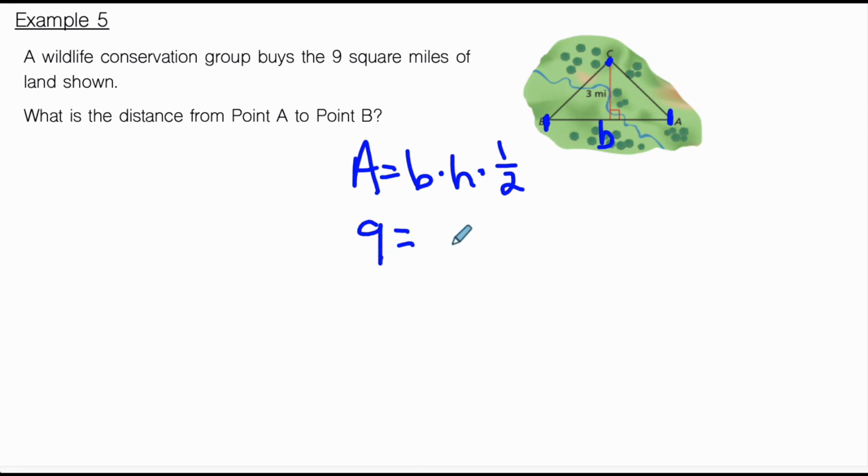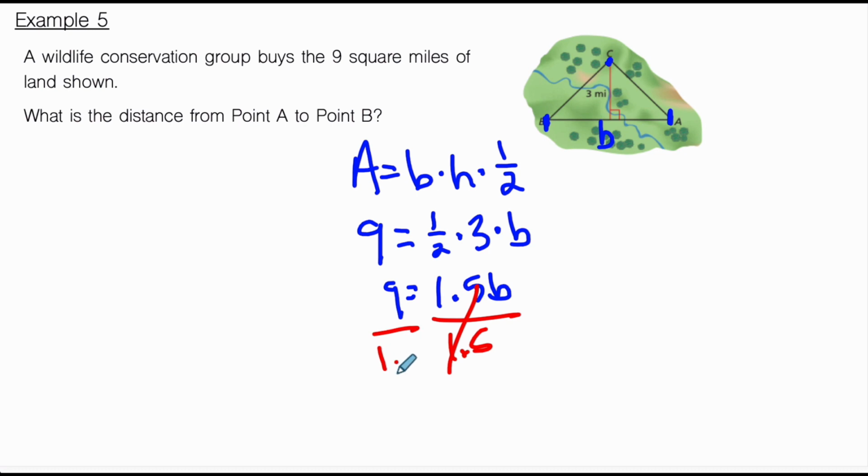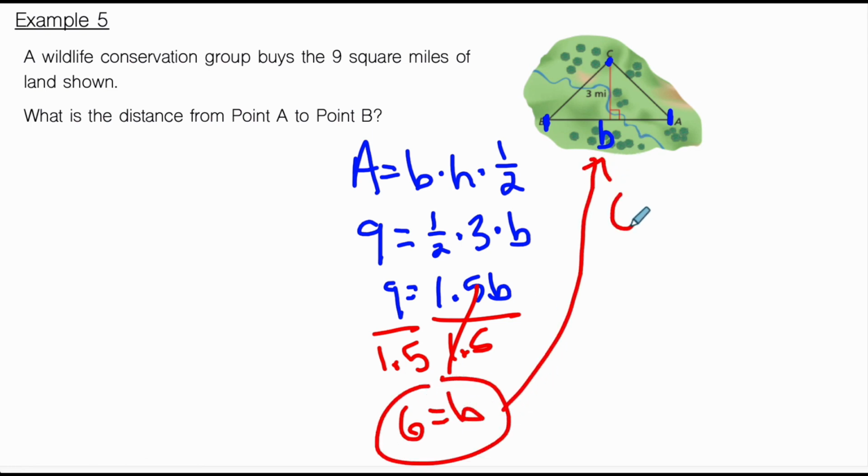The area is 9, the height is 3, and the base is unknown. 1/2 times 3 is 1.5. So your last step is going to be, what's 9 divided by 1.5? Inverse operation, divided by 1.5, and from point A to B is 6 miles.